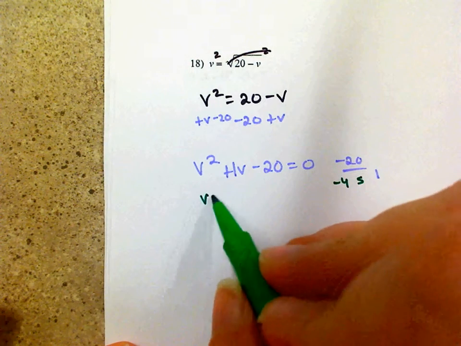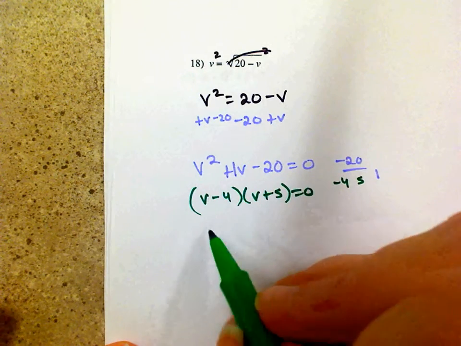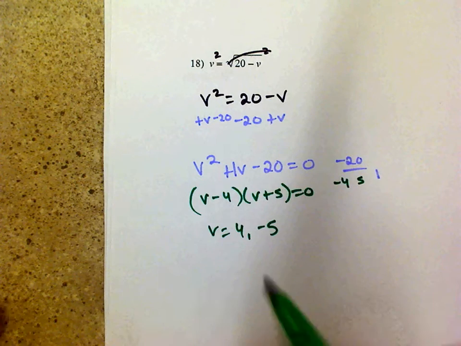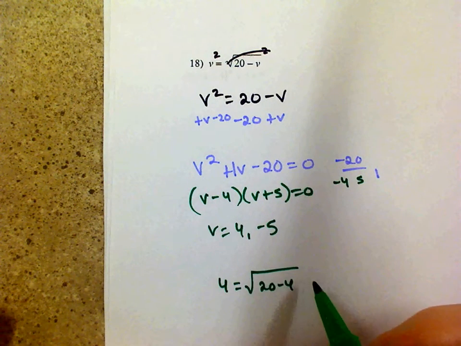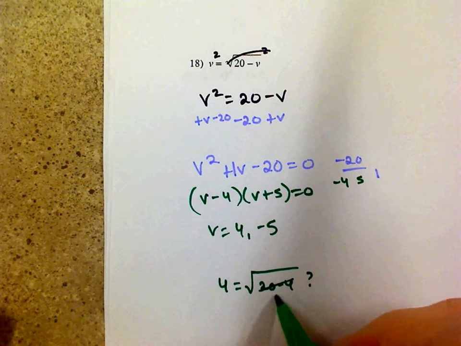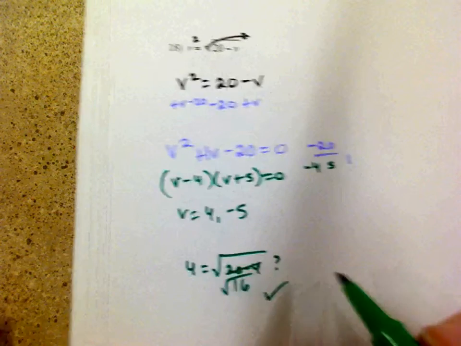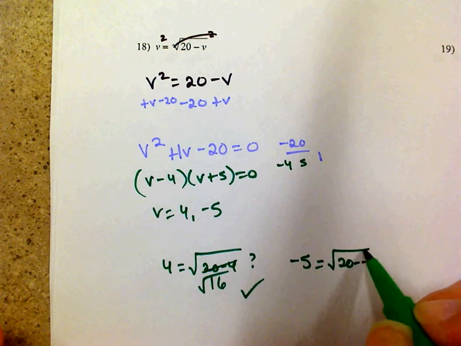But I'll now check them. Does 4 equal the square root of 20 minus 4? That is 16, and the square root of 16 is 4. So yes. Does negative 5 equal the square root of 20 minus a negative 5? That is 25, and the square root of 25 is 5, which is not equal to negative 5, so that is not a solution.